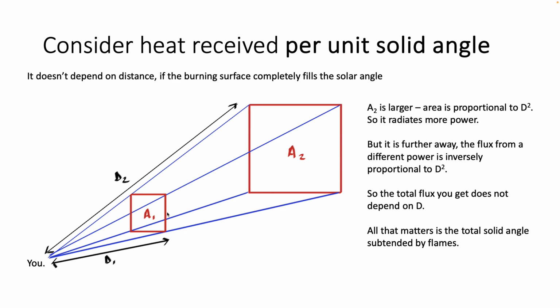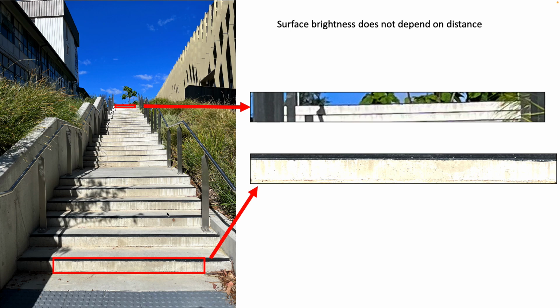What fraction of the entire sphere, as viewed from that particular object, is covered with burning material. This actually applies to anything that is bright. It's well known to photographers. It's a concept of surface brightness.